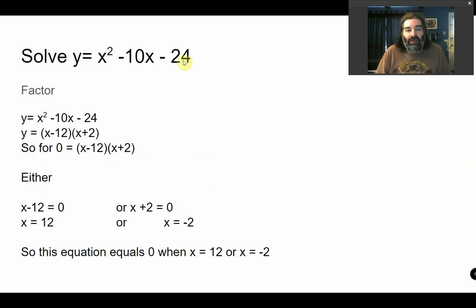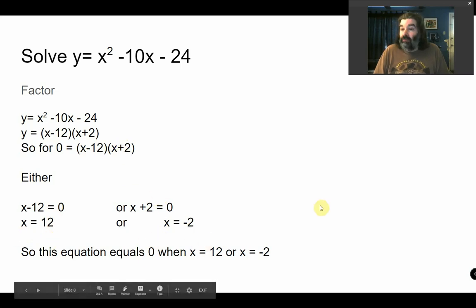So how do we do it? Well, here's what a solution would look like. Step 1, factor it. Find out what adds to minus 10 and multiplies to minus 24. Well, minus 12 plus 2 gives me minus 10. Minus 12 times 2 gives me minus 24. So you know it's x minus 12, x plus 2. So your zeros, your solution, has to be when x minus 12 is 0, so x is 12, or x plus 2 equals 0, so x is minus 2. So your answers are 12 and minus 2.